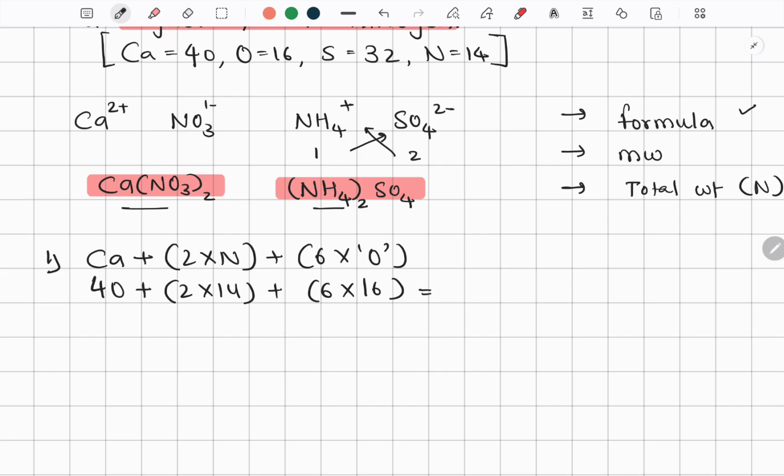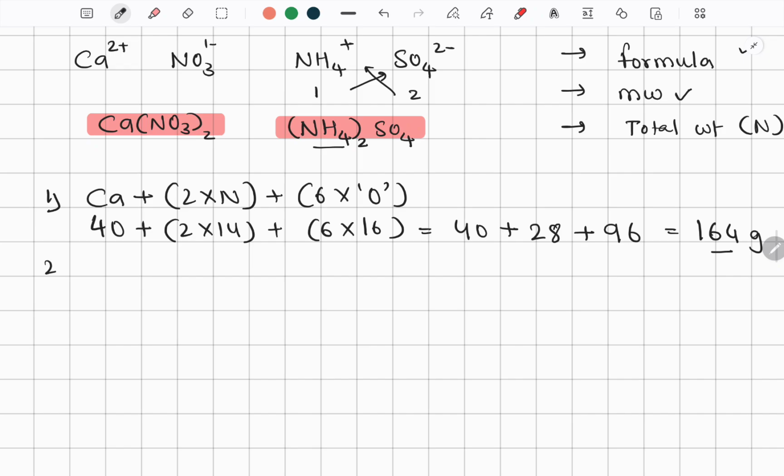When you solve this part you get the answer: 40 plus 28 plus 96, which is nothing but 164 gram. So the molecular weight of calcium nitrate is 164 gram. Now let's do the same for ammonium sulfate.